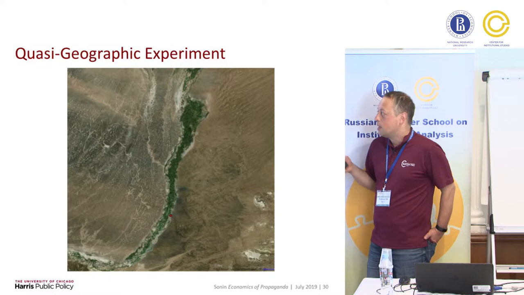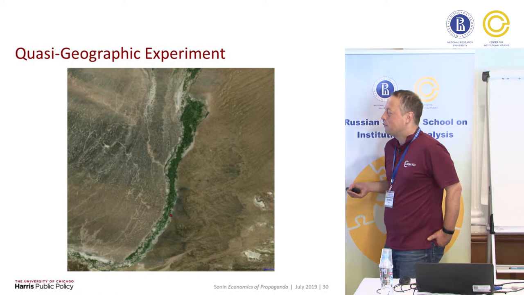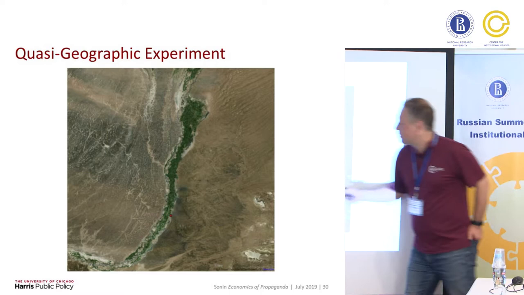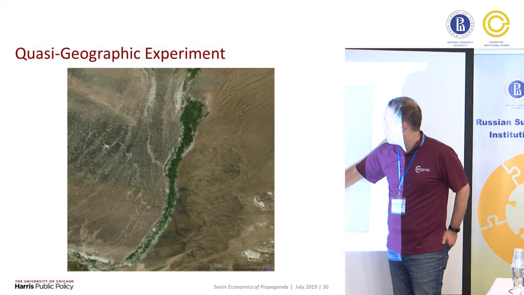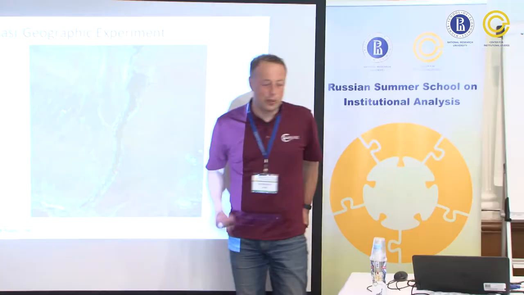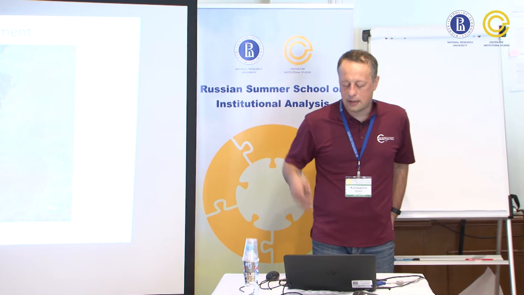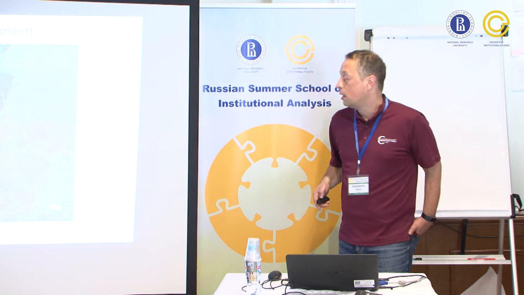So to get closer to a causal relationship, we use the following quasi-geographic experiment. This is a region in Afghanistan, and there was a special radio station located here. It produced mostly music and entertainment, but it also produced messages about the danger of roadside bombs and the need to report them.